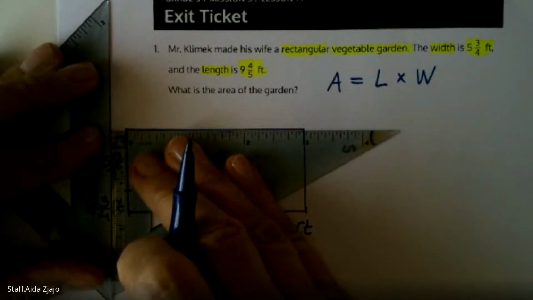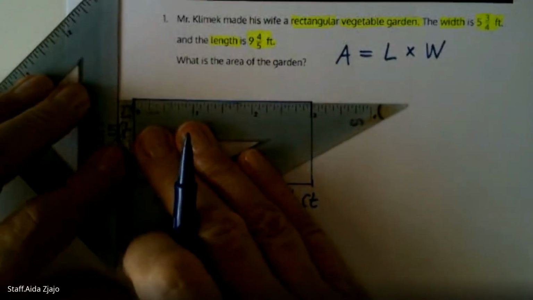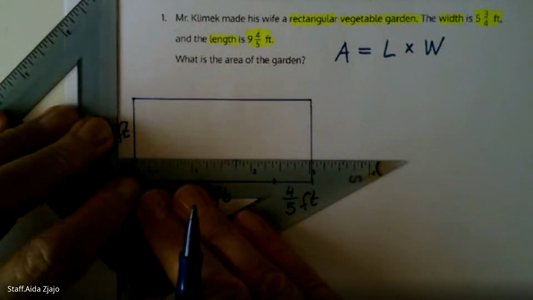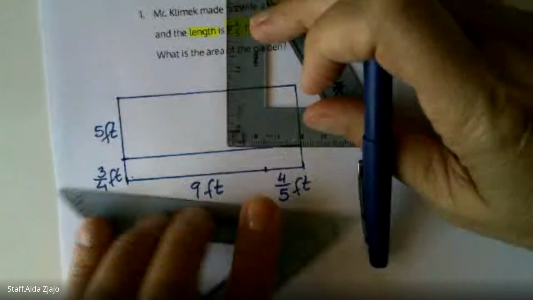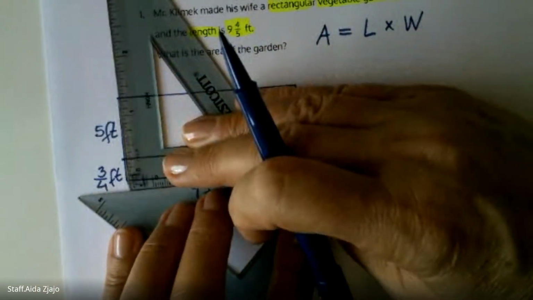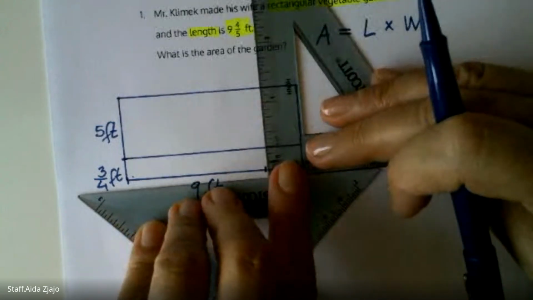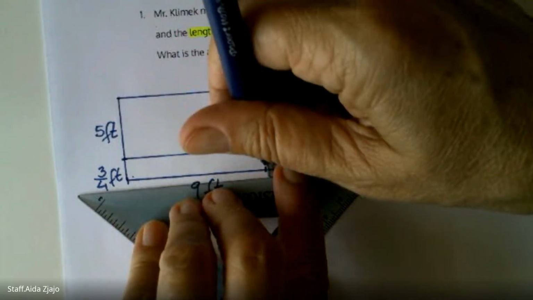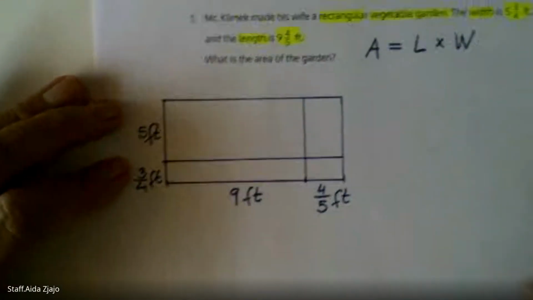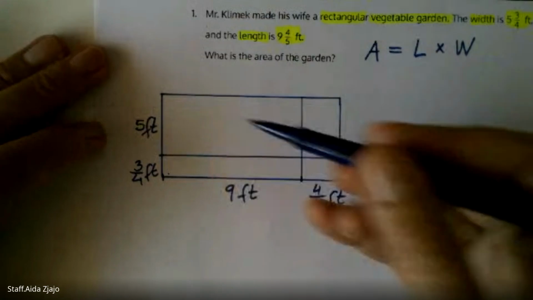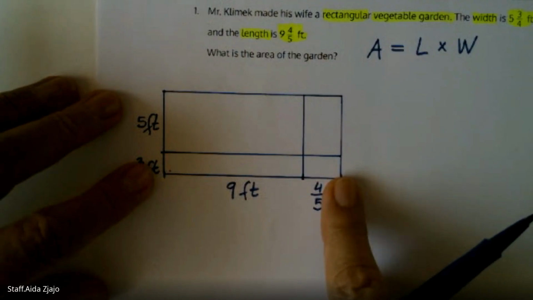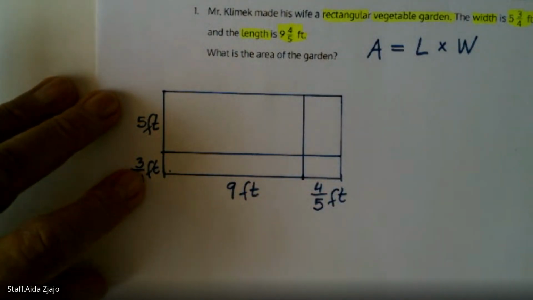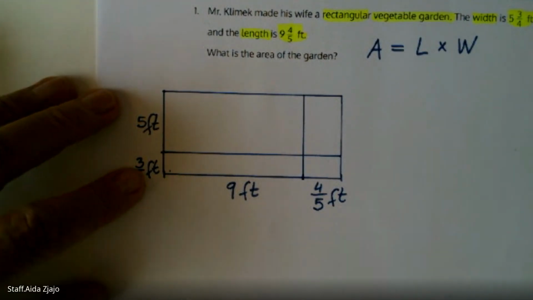I'm going to create areas, using my parallel line to make it parallel. So this will be 1. Separate the 5 feet and then the 9 feet. So now I have an area that is 5 3/4 feet by 9 4/5, or vice versa. I'm going to go one area at a time.